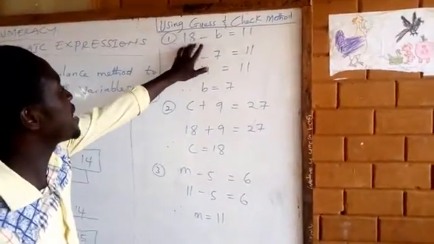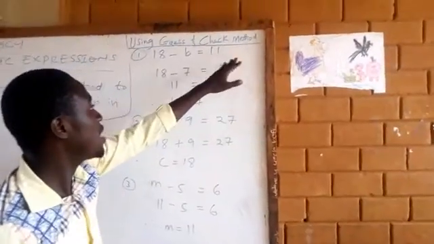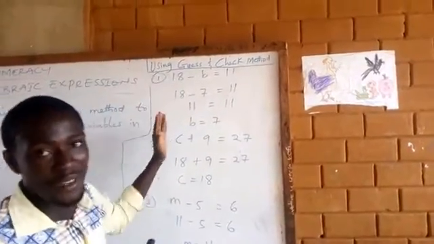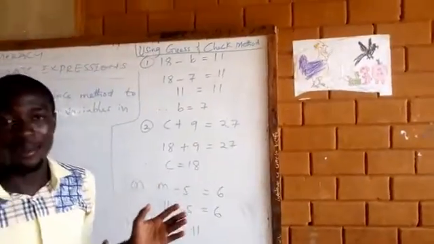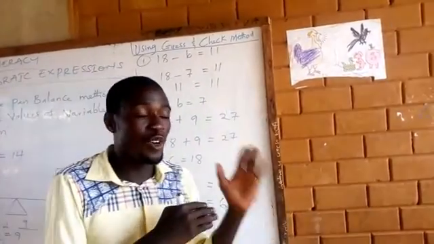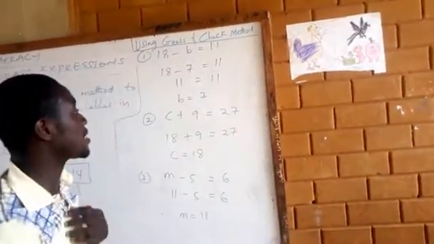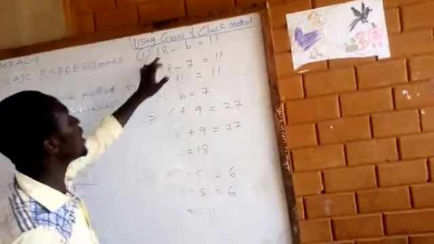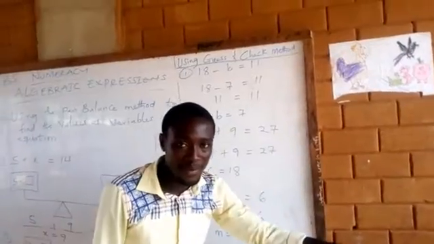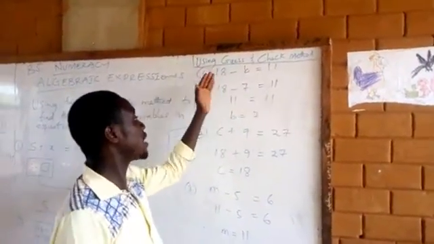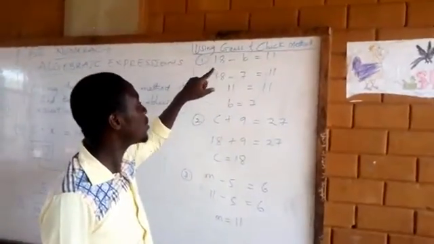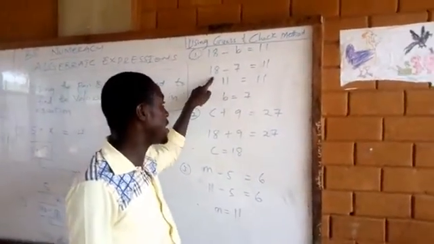So we have 18 minus b is equal to 11. At the right, we have 11, and we should get the same 11 at the left side, because we have an equal sign here. Whatever is at the left must be the same as the right number. So 18 minus b, the b is unknown, but realize that at the right side we have 11. So we need to find out what number will be subtracted from the 18 to give us 11.